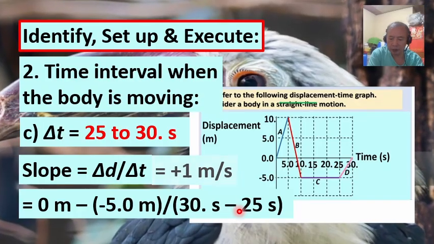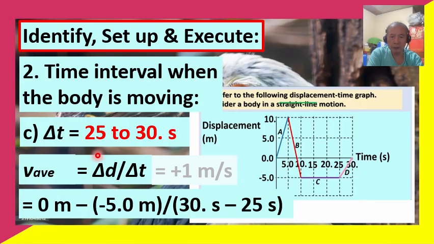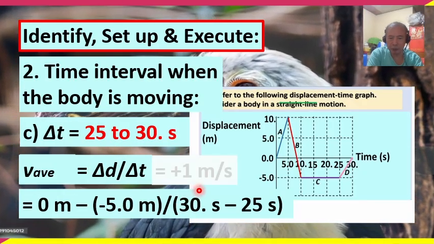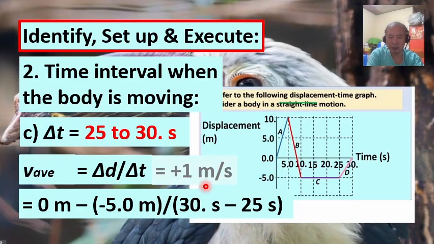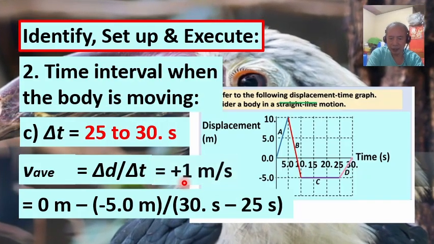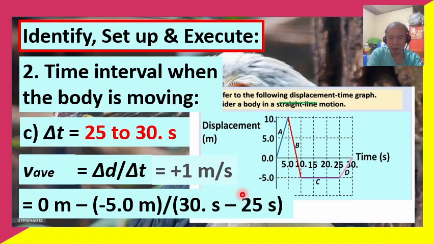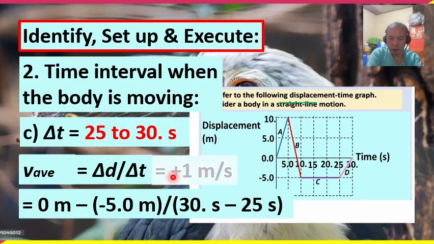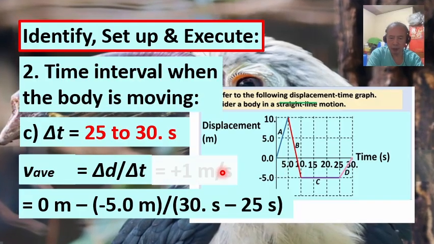So this means that the average velocity of the body from 25 seconds to 30 seconds is equal to positive 1 meter per second, which means that the body also has a constant magnitude of velocity equal to 1 meter per second, and it is moving towards the positive x direction, that is, eastward with respect to the origin.